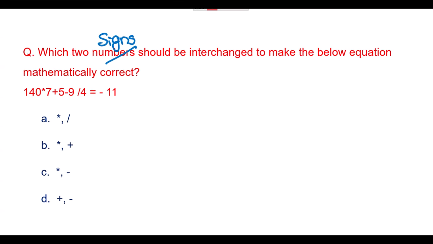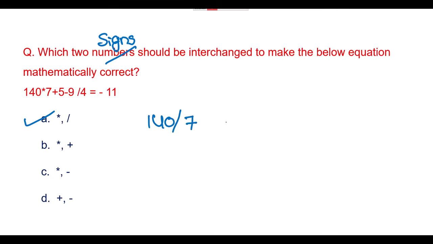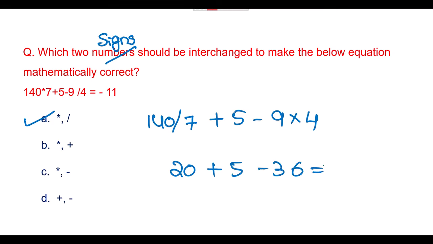This is a bit easy, you can easily guess what is to be done. So that multiplication must be changed with division, then division is interchanged with multiplication. So in parallel, 20 plus 5 minus 36 will give minus 11. Minus 11 is the answer. Yes, suitable, the right side is correct. So multiplication and division must be interchanged.